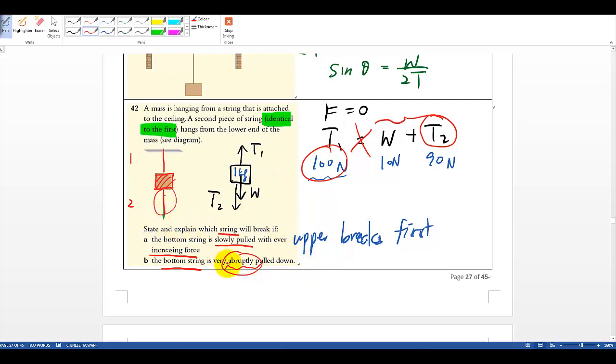Talking about abruptly, of course there's an assumption of a great force. Well, it's hard to say how great it is. But if you really try to be really abrupt, with a really large amount of force, then you could really do that. In that case, the bottom one will break first. Okay, so this is an interesting idea: you pull the same string but in a different way, and you may have a different result.